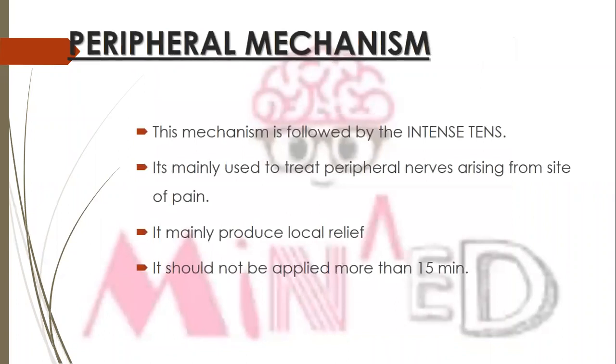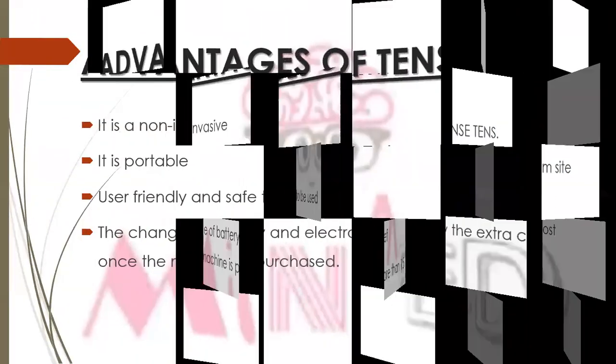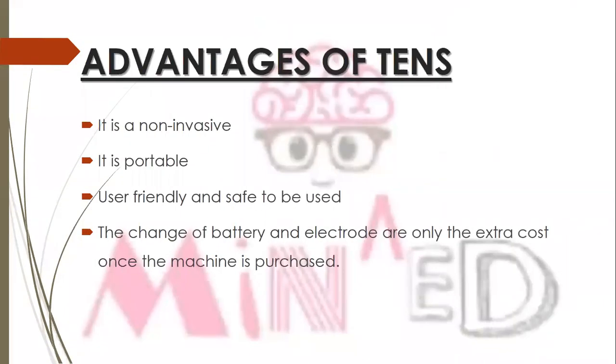Okay, the peripheral mechanism is followed by the brief intense TENS. It's mainly used to treat the peripheral nerves arising from the site of the pain. It mainly produces local relief. It should not be applied for more than 15 minutes, and it is also used for dull pain or the very chronic type of pains.